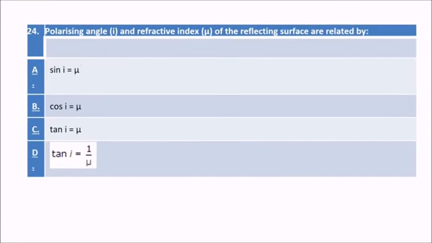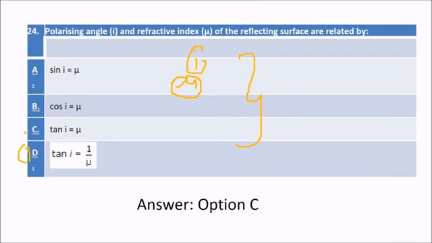Next is polarizing angle I and refractive index mu. Polarizing angle I and refractive index mu of the reflecting surface are related by which relationship? These are 4 options for you, and the answer is C. Tan I equal to mu. That is, mu equal to sin I by cos I.